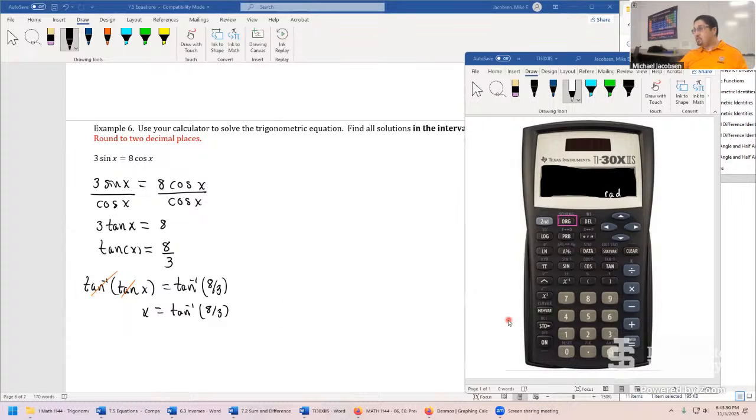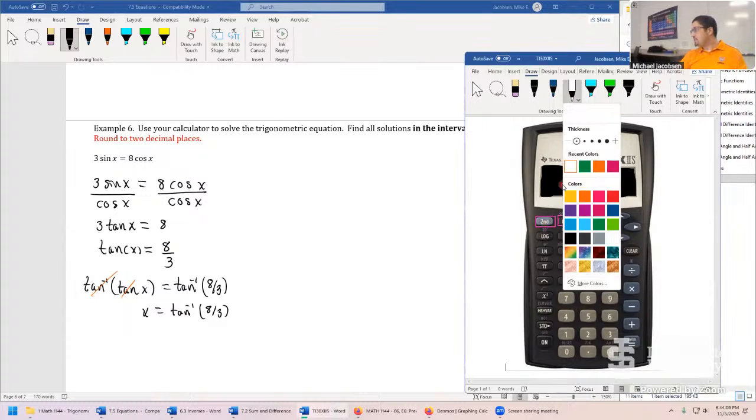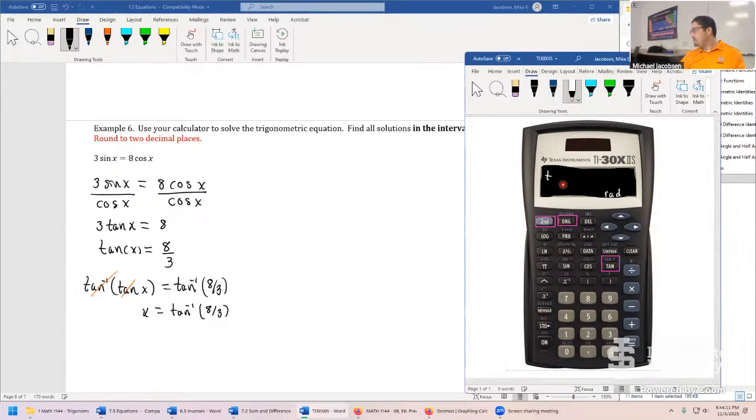And now your inverse function is right here. But you can't hit the tan key. You have to access the function that's printed above it that says tangent inverse. So hit the second key first, then the tangent button, and you should see something that looks like this. Tangent inverse, then type in 8 divided by 3, and you should get a value out.